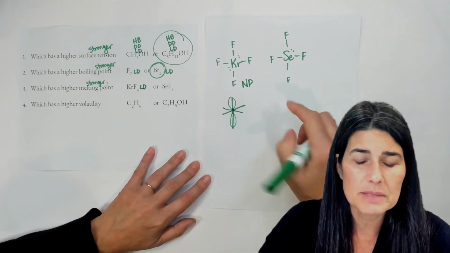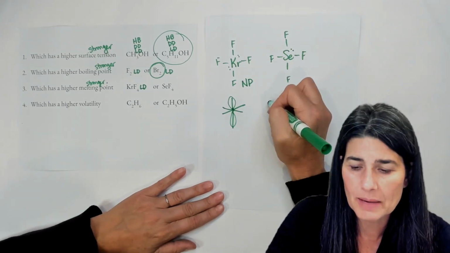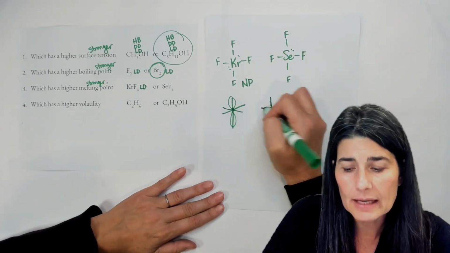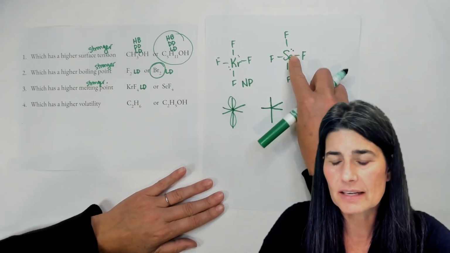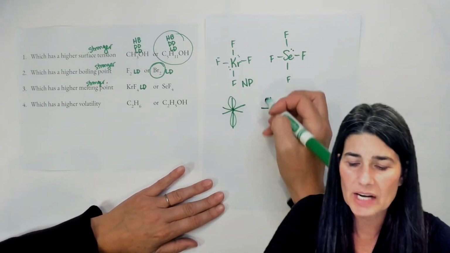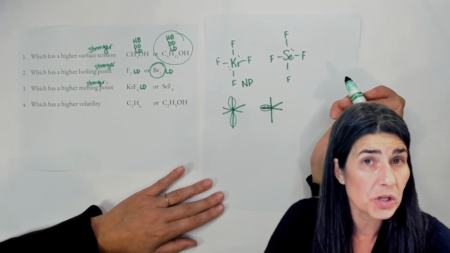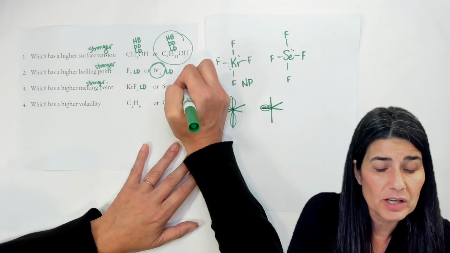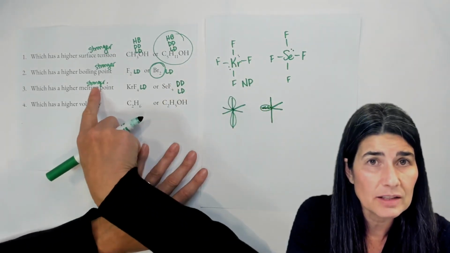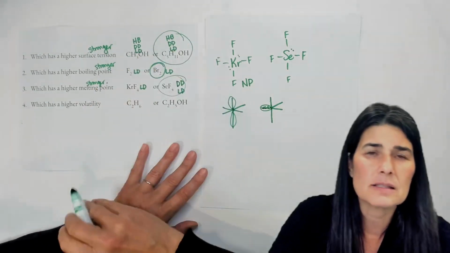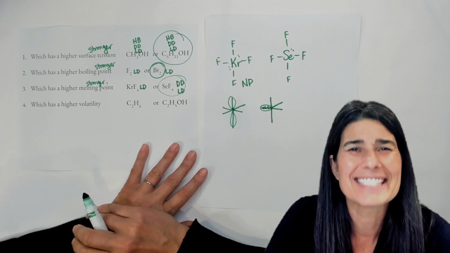Now, selenium tetrafluoride, on the other hand, has 1, 2, 3, 4, 5 electron domains, 1 up, 1 down, 3 in a ring around the middle. This one, it matters where I put the lone pair. I want to put it on the 120-degree angles, so we get a seesaw shape, which happens to be polar. Polar molecules experience dipole-dipole and London dispersion forces. I wanted the stronger one. I'm circling selenium tetrafluoride.